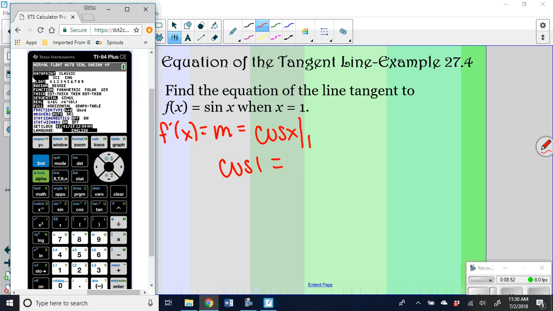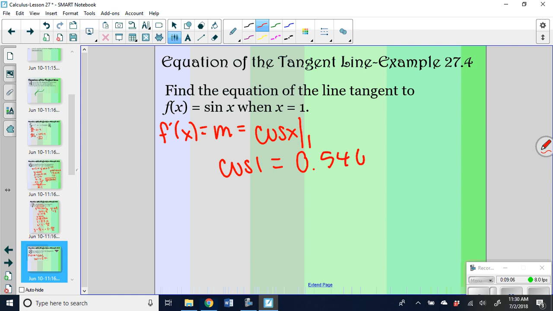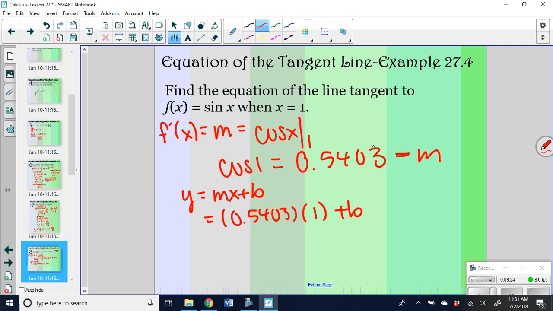Make sure that it is in radians. So the cosine of 1 is 0.5403. Okay, so that's the cosine of 1. So that is your slope. So now we're going to use y equals mx plus b. Our m we just found was 0.5403. Our x value is 1. We don't know our b. That's what we're looking for.